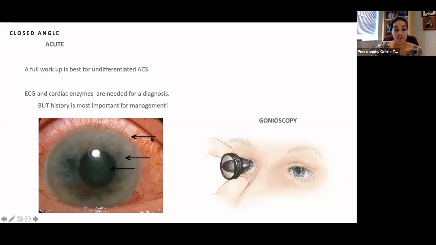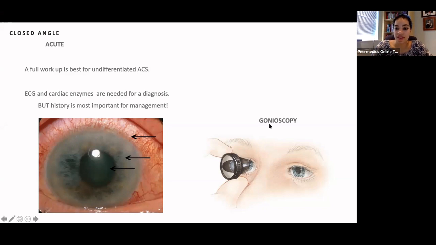So it's basically just like a red eye. So they have this kind of hard red eye. It's very tense because of the pressure. They've got that mid-dilated pupil that Eve just mentioned. And then you get this hazy cornea as well. So the hazy cornea looks kind of blurred, and that's because of edema and that increased fluid at the anterior chamber.